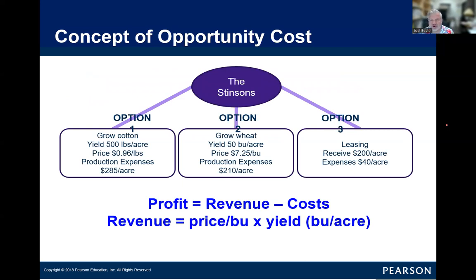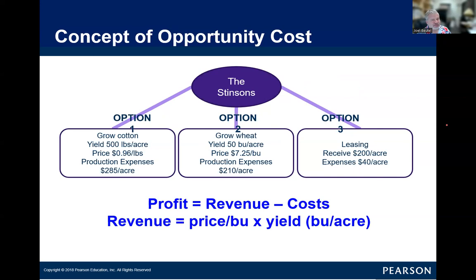They can choose to grow cotton, and they're going to get a 500-pound-per-acre yield. They'll get 96 cents a pound, and the production expenses are going to be $285 an acre. Option 2, I'll let you read down the numbers on that. Option 3, you're just going to lease, receive $200 an acre, and it costs you $40 an acre to maintain. So the question is, which one should you choose? These are all of your options.